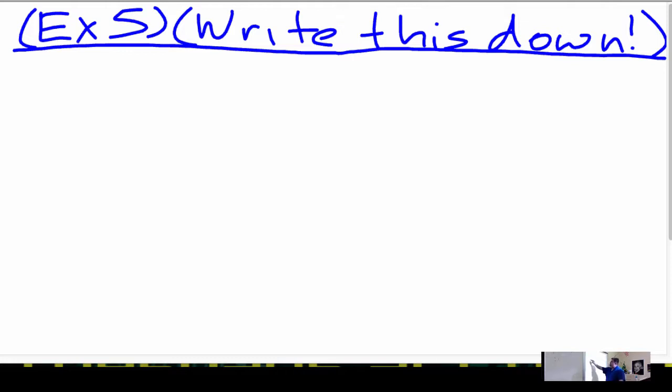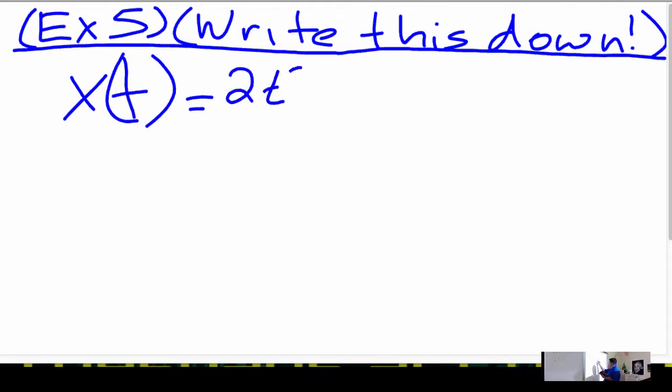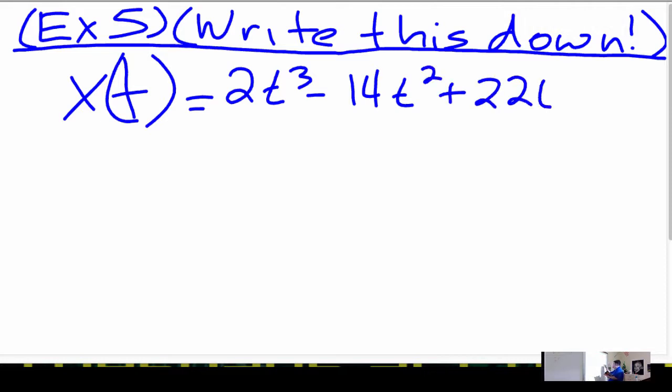So example number 5 is the function x of t is equal to 2t cubed minus 14t squared plus 22t minus 5.